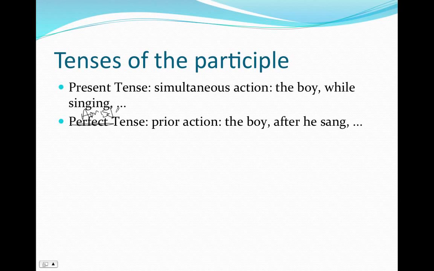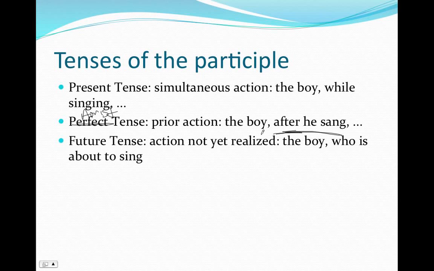Perfect is going to be a little different. The aorist tense indicates prior action. So the boy after he sang. So one of these ways that we can treat, again, temporal, but using the aorist. So after he sang, the boy after he sang ran away, where this after he sang will just be a single form, a single word, the aorist participle.